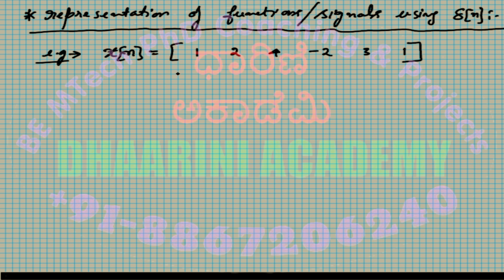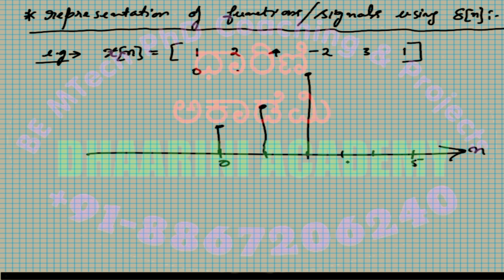Normally this kind of representation requires an indexing, in the sense that this signal might be present anywhere on your time axis, correct? For example, if this is my n axis, maybe it actually starts from 0 itself: 0, 1, 2, 3, 4, 5. Maybe the amplitudes are 1, 2, 4, -2, 3, and 1.